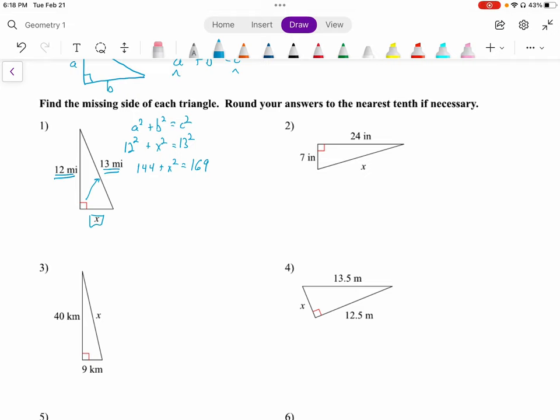And so we would subtract 144 from both sides. The rest is just solving. We get x squared equals 25. And then finally, we take the square root of both sides, and we get that x is 5. And remember, we are talking about a unit here, so this is 5 miles.